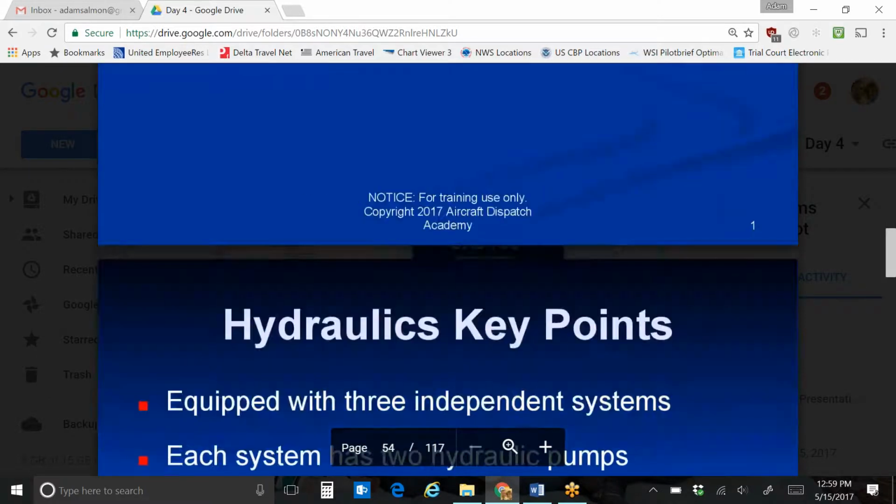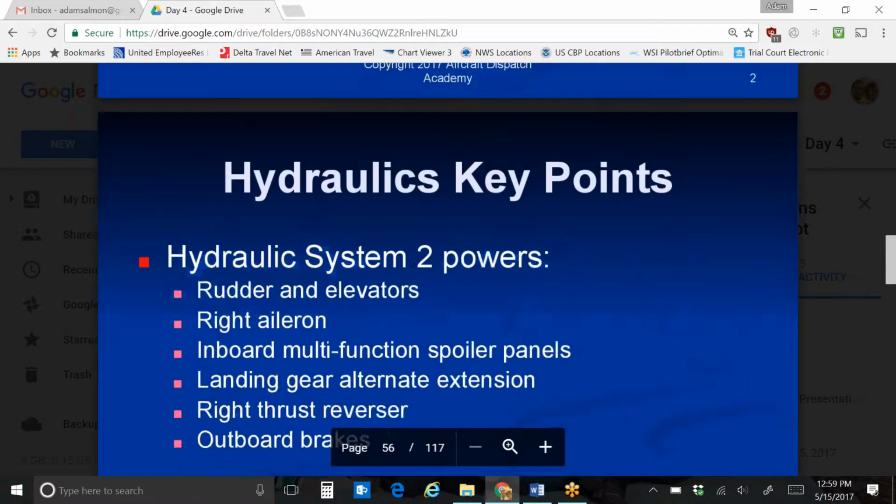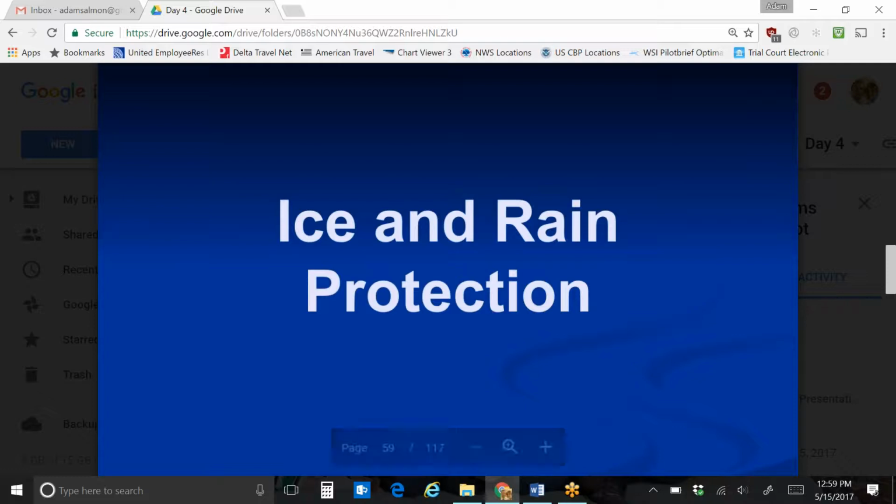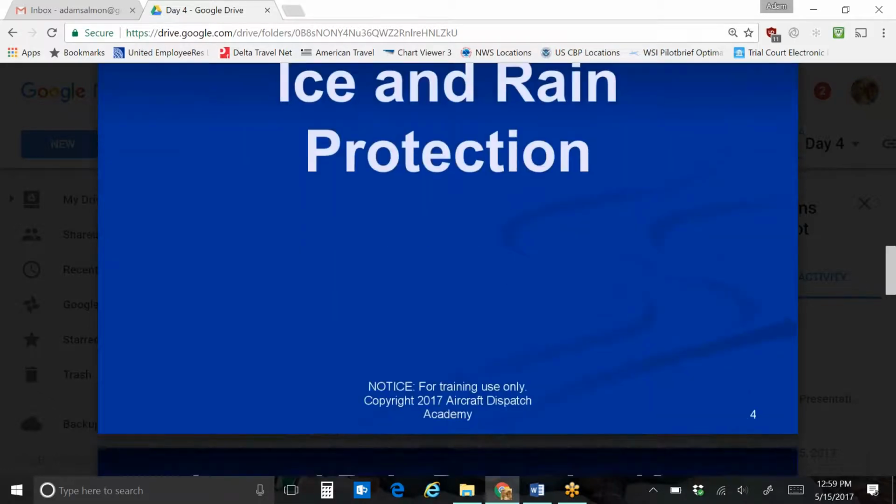We already looked at hydraulics, so we'll go ahead and skip through the hydraulics section. Ice and rain protection. We have talked a lot about this. We haven't necessarily specifically covered it on the 700 yet.